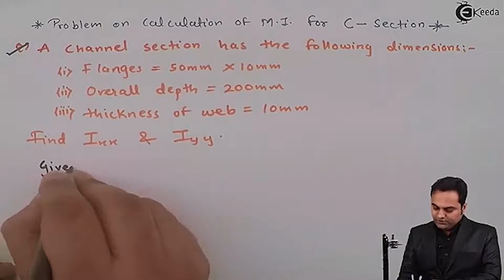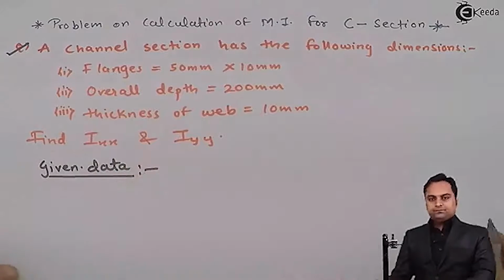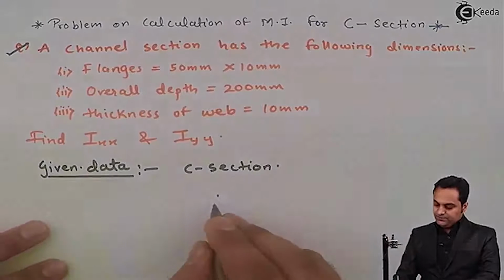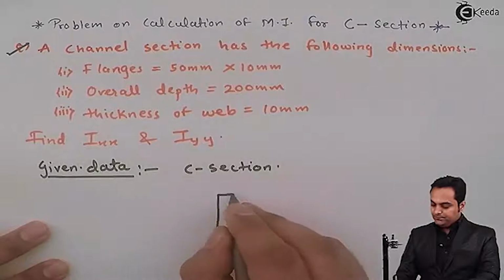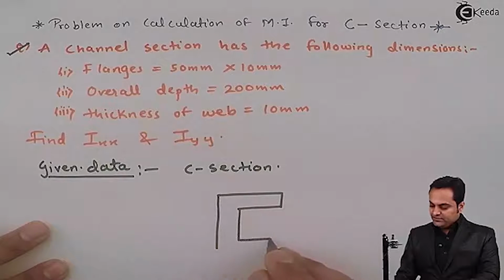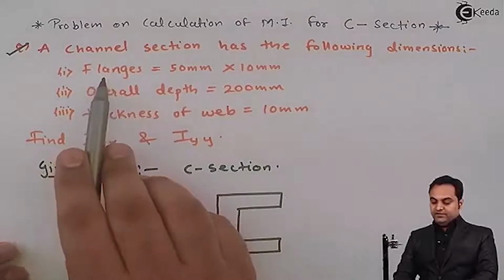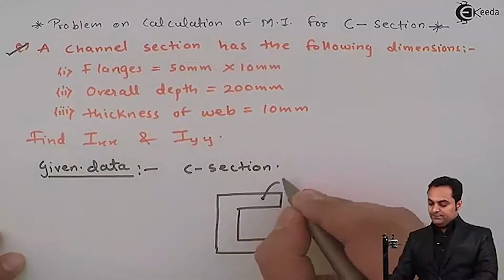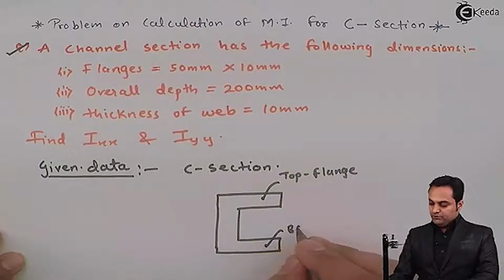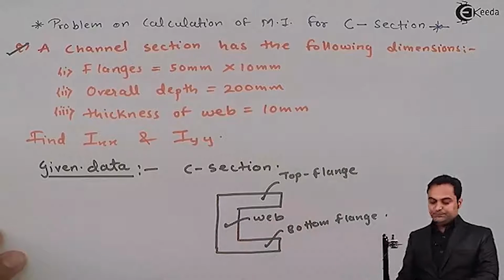So whatever is given here, I'll write that in the form of data. C section. So a channel section will be like this. Here I am drawing the rough diagram for this channel section. And this channel section has flanges. So flanges are there at the top. This is called the top flange. Here we have the bottom flange. This part is known as the web.